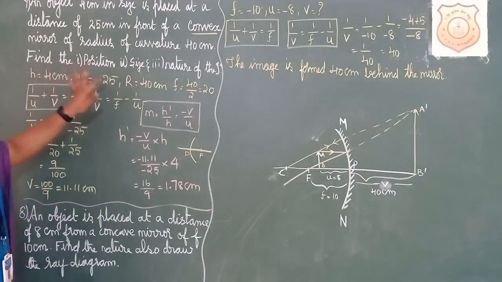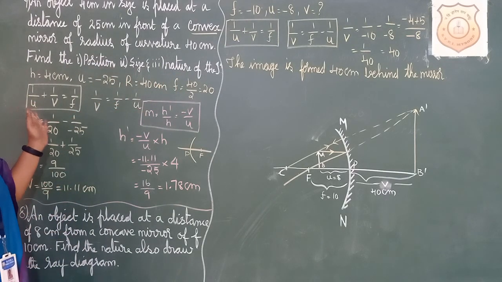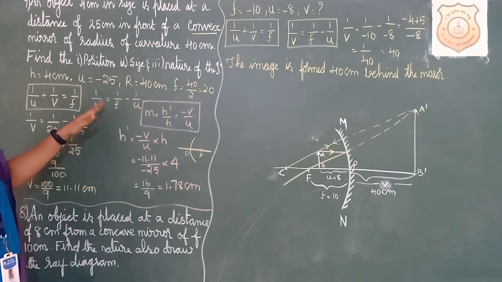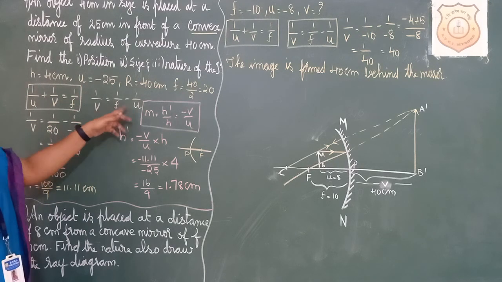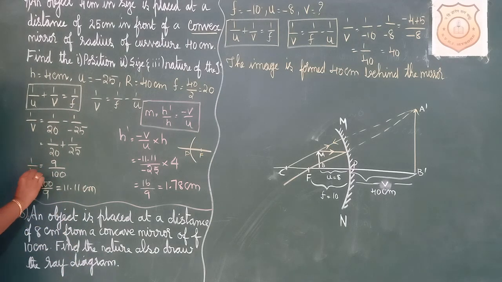First we should write down all those things. Then the formula as usual, 1 by u plus 1 by v is equal to 1 by f. We are working out to get v, so 1 by v is equal to 1 by f minus 1 by u. We will substitute the values here and get 9 by 100. 1 by v is equal to 9 by 100, so v is equal to 100 by 9. We will get 11.11.